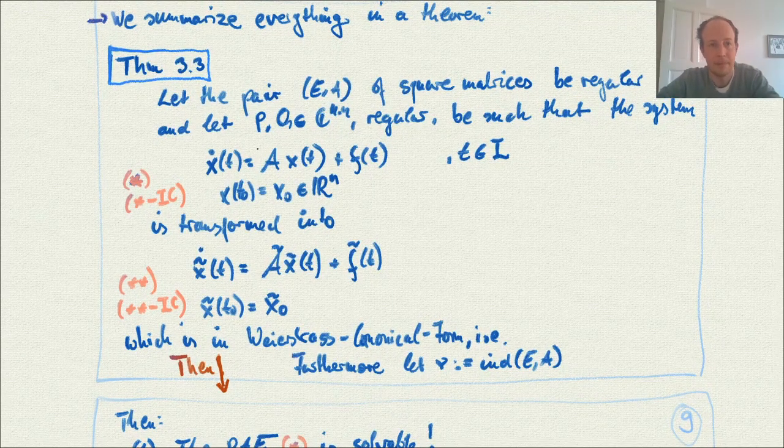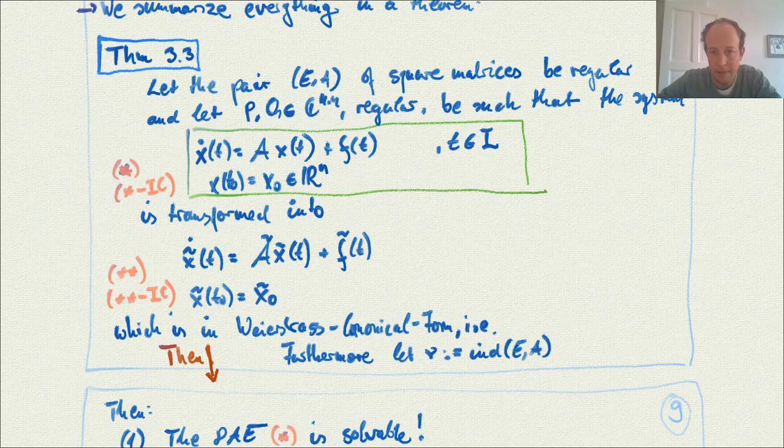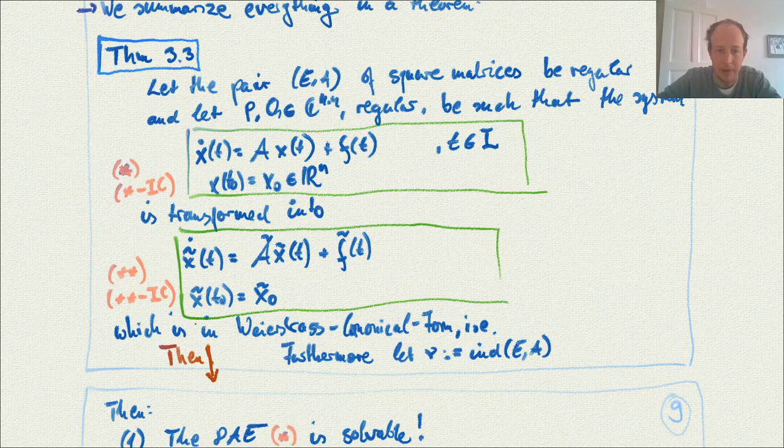So consider now the pair E, A of square matrices that are regular, and P and Q are regular matrices, so that we can consider the actual DAE. This is the actual DAE with an initial condition. With all what we did before, we take P and Q and transform this initial DAE into this transformed ODE. It looks like that. What's important, of course there is always an E, otherwise it wouldn't be a DAE: E tilde, x tilde dot. So the DAE is transferred into the DAE by means of P and Q.